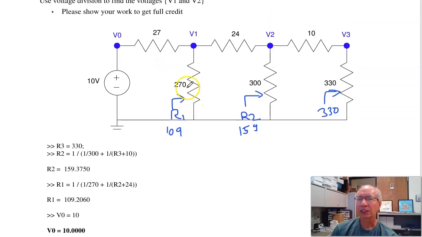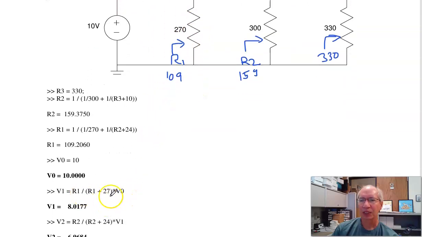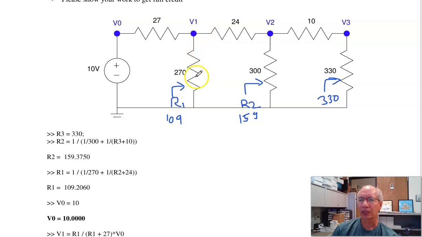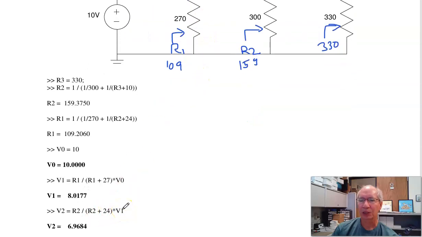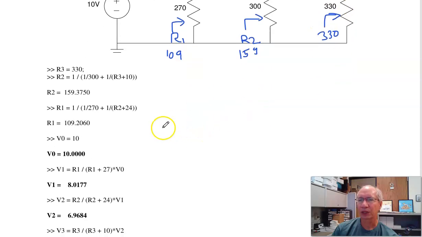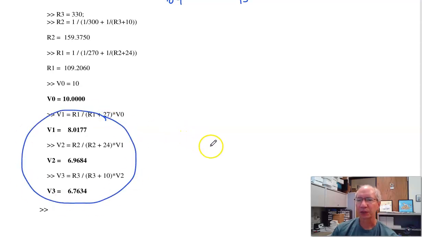By voltage division, what I'm measuring, V1, is 109 over the total, 109 plus 27, that percentage of V0, gives you 8.01 volts. V2 is R2 over R2 plus 24, that percentage of V1, 6.96 volts. V3 is 330 over the total times V2, 6.76 volts. So these should be the voltages you get using voltage division. And there are other ways to get it. This problem is, can you find it using voltage division?